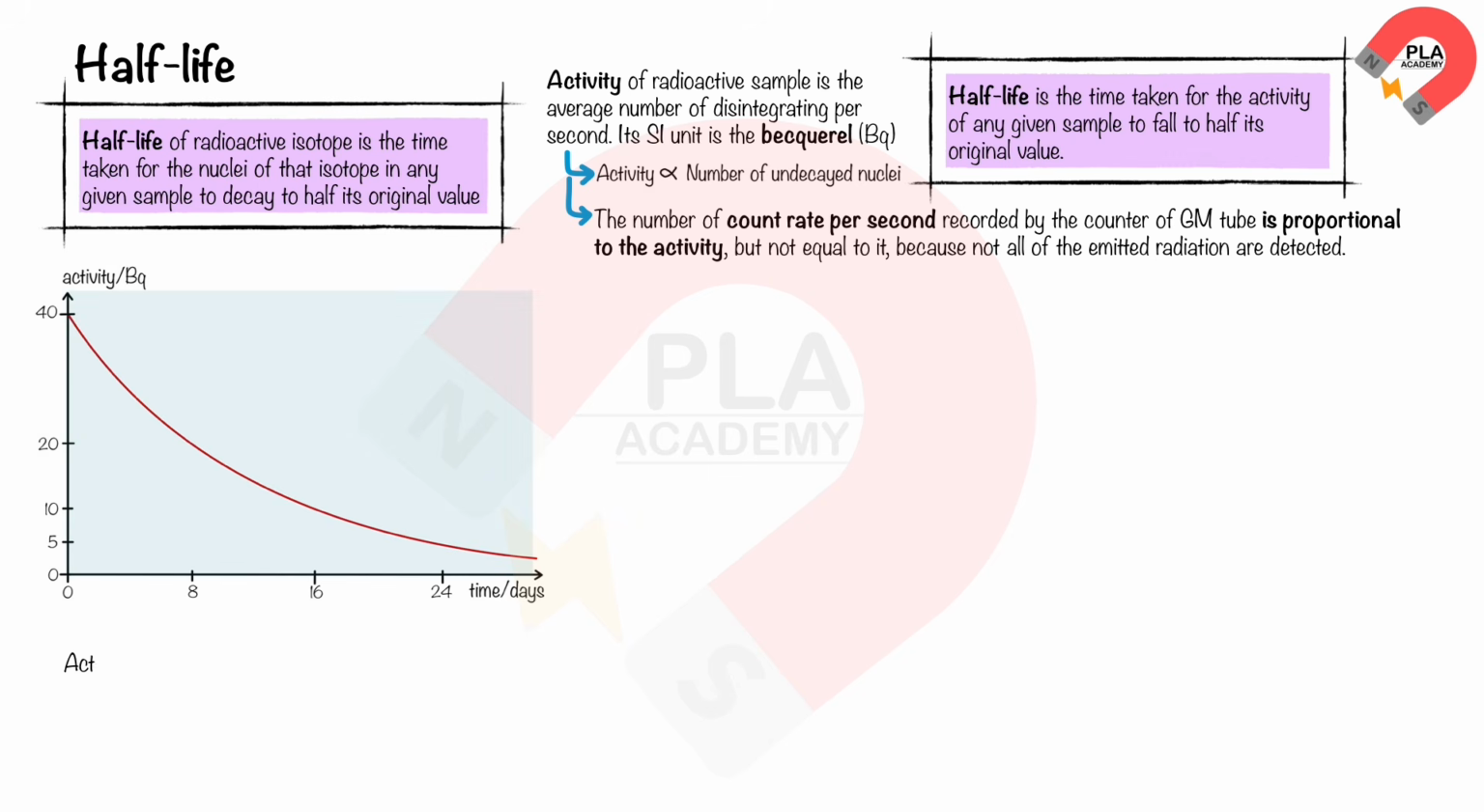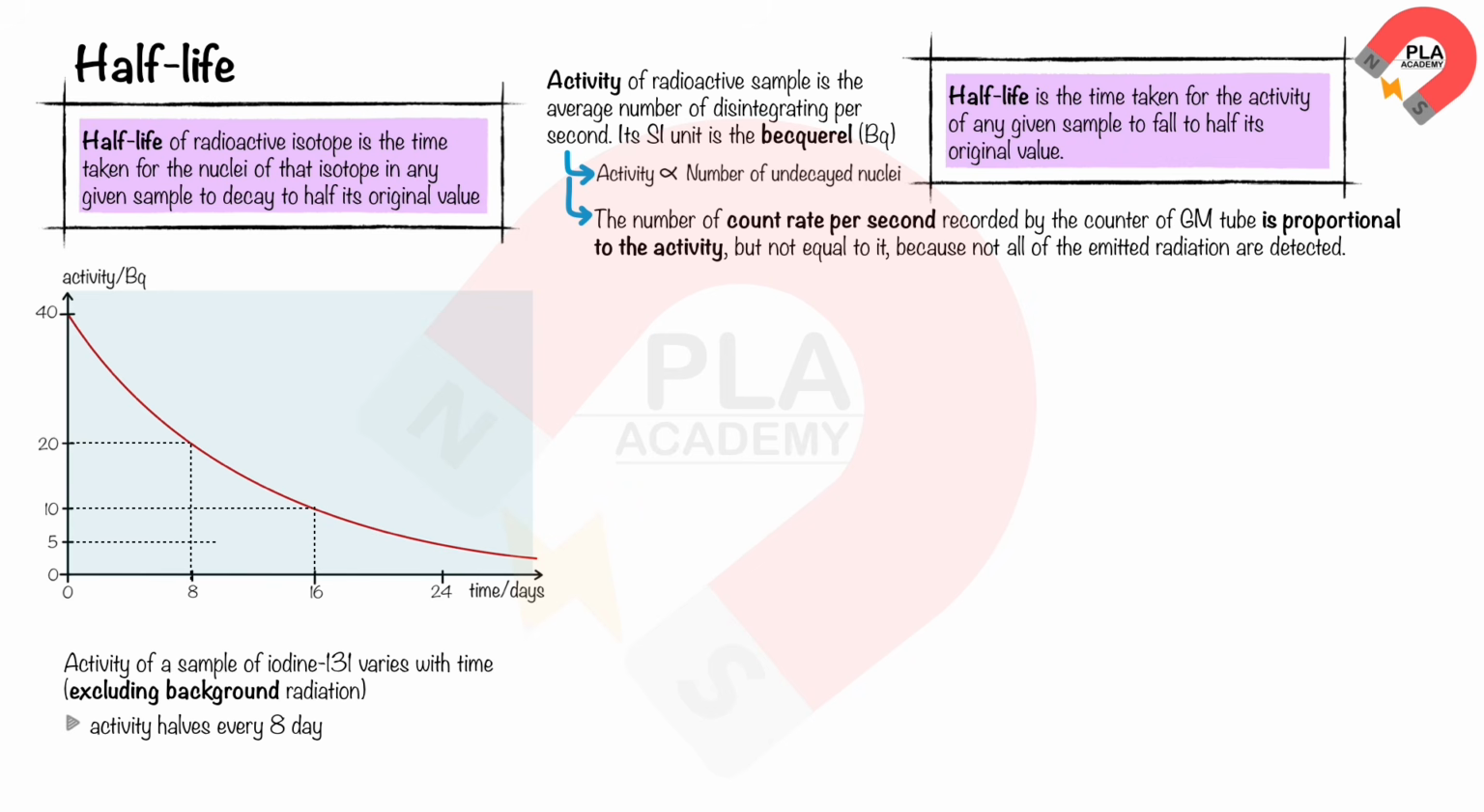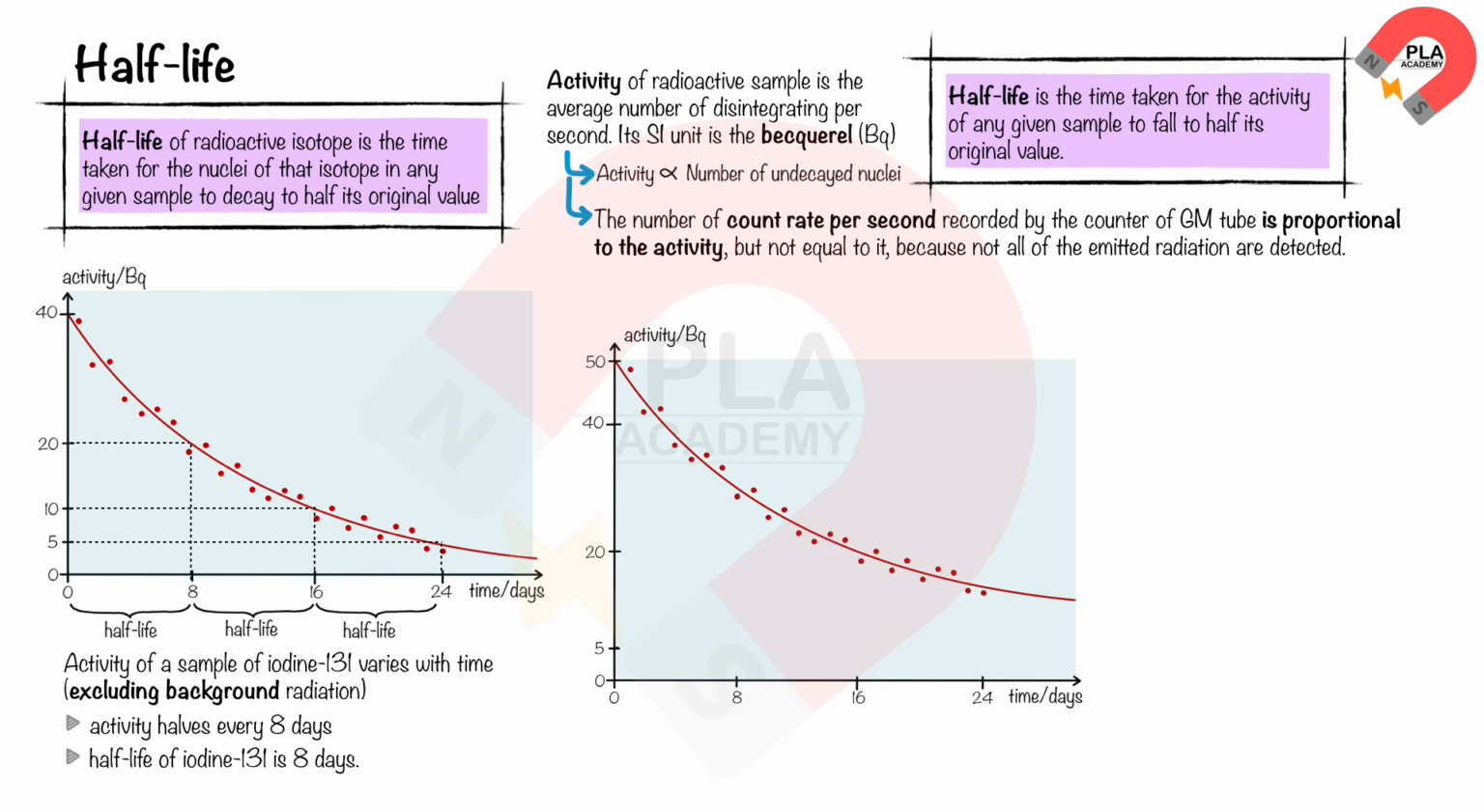The graph shows how the activity of a sample of iodine-131 varies with time, excluding background radiation. Its activity halves every 8 days. So, the half-life of iodine-131 is 8 days. Radioactive decay is a random process, so in practice, the curve is a best fit of data points that vary irregularly as shown. The graph shows how the activity of a sample of iodine-131 varies with time, including background radiation.